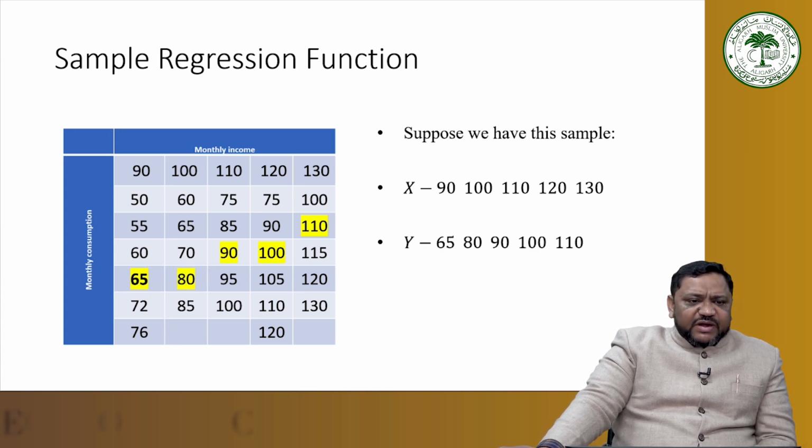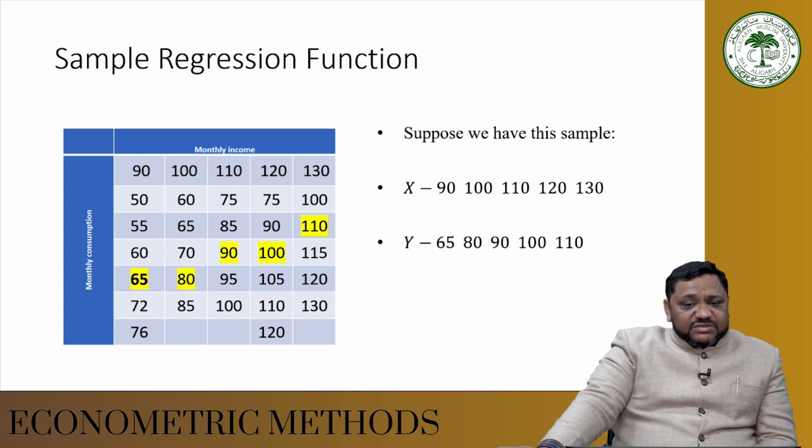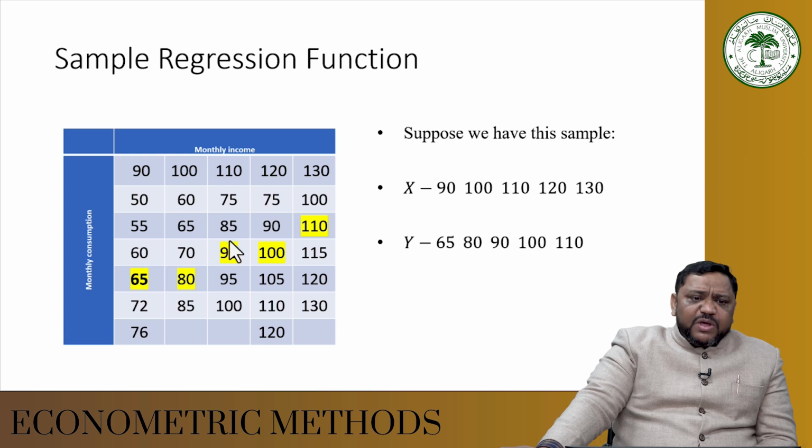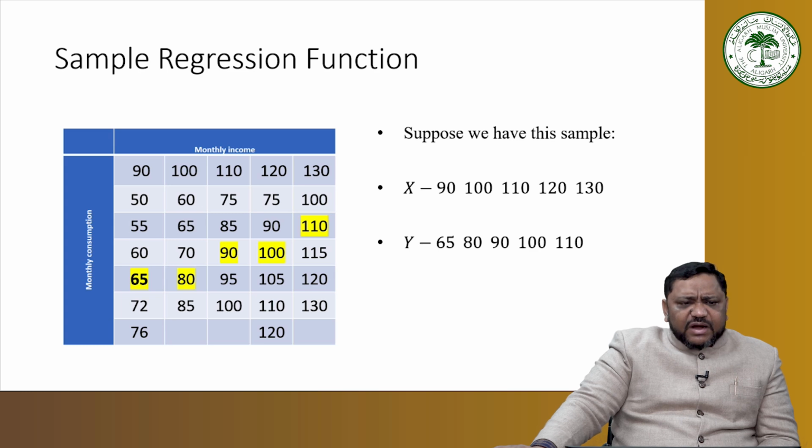When X is 90, the selected sample is 65. For the 100 monthly income group, the selected sample is 80. For the 110 income group, the selected sample is 90. For the 120 income group, the selected sample is 100. And for the income group of 130, the selected sample is 110. Now we have only one value of Y corresponding to each given X. These are the samples selected, and we assume that the sample has been selected randomly.